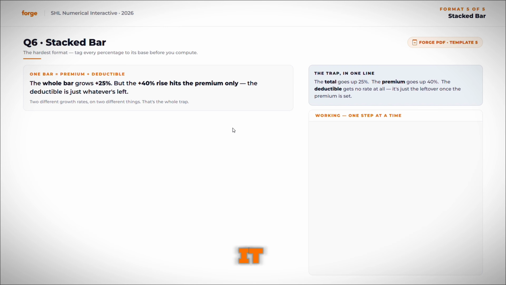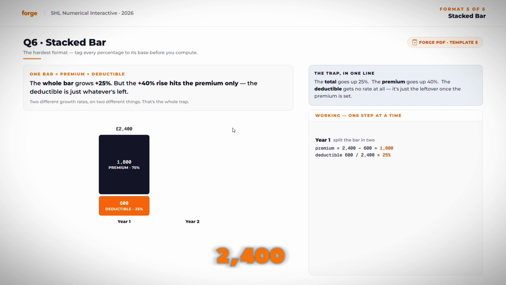So let's build it. Year 1, the bill is 2,400 and the deductible is 600. So the premium, the other piece, is 2,400 minus 600, which is 1,800. And the deductible as a share is 600 out of 2,400. That's a quarter, 25%. Now year 2, watch which number grows.